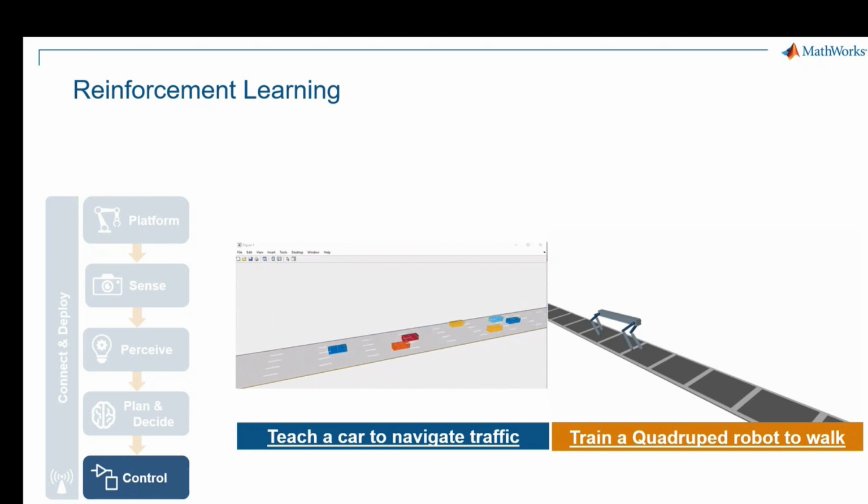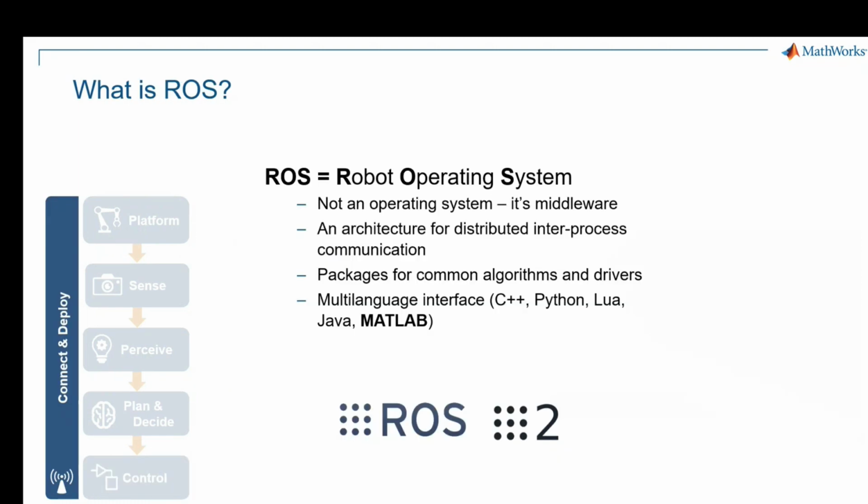So here we go for controlling. Now we arrive at the last part, which is connect and deploy. In the connection part, I will present how we can connect to ROS. I don't know if everyone here is familiar with ROS. ROS first of all means Robot Operating System, but it's not really an operating system. It's more like a middleware, and it's really a framework that is quite commonly used by the robotics community.